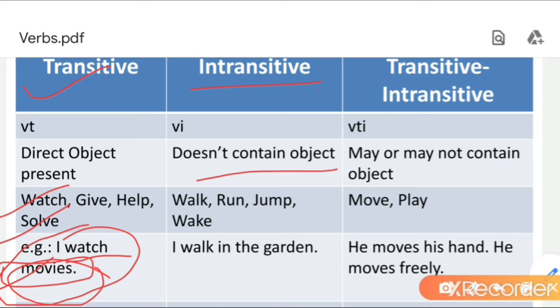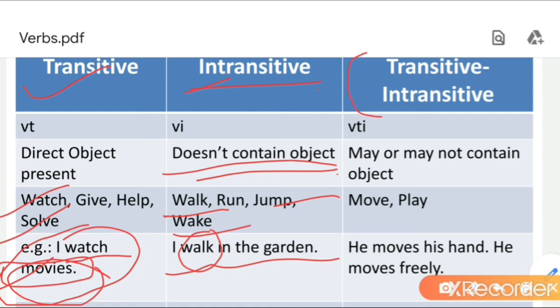Now, an intransitive verb example is: I walk in the garden. Walk, run, jump, wake. If I say I walk in the garden, and I ask a question to the verb, what do I walk? We don't get an answer. If I say whom do I walk, because we have to ask questions by what or whom, then also we don't get an answer. So that means it does not contain an object, and that's why it's an intransitive verb.